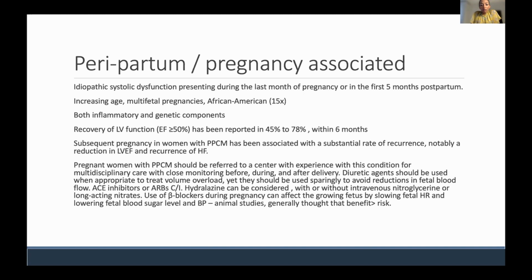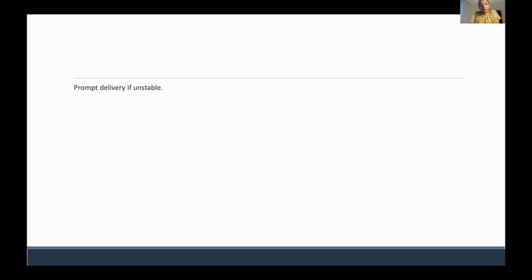The use of beta blockers can cause slowing of the fetal heart rate, blood sugar, and blood pressure, but this is from animal studies. There aren't really any studies with any of these agents in humans, especially in women, but generally it is thought that the benefits outweigh the risks. Most of these drugs are category C, except for ACE inhibitors and ARBs, which are contraindicated. Prompt delivery is recommended if patients are unstable.